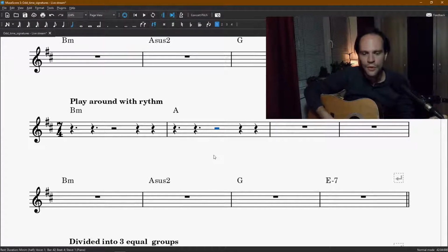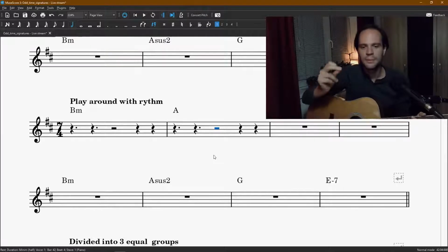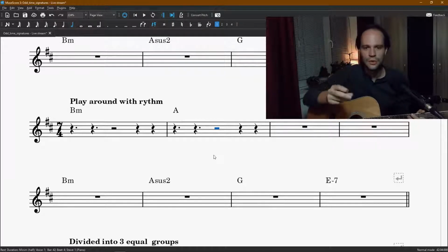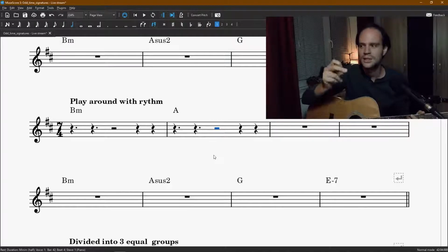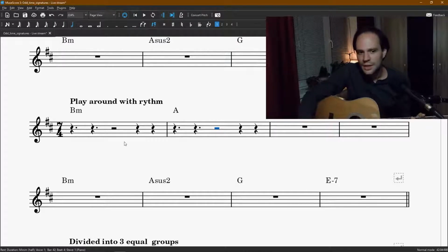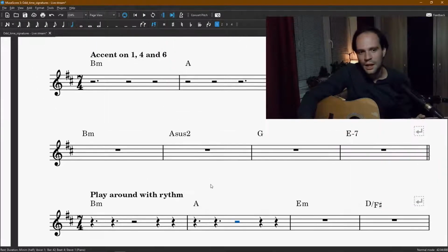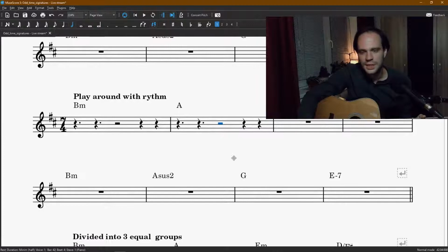1, 2, 3, 4, 5, 6, 7, 1, 2, 4, 5, 6, 7. So you see you have the bam, bam, bam, da, da, ba, ba, ba. 1, 2, 3, 4, 5, 6, 7, 1, 2, 3, 4, 5, 6, 7. So you see now I'm already a bit more creative than the example above, huh? So this already starts to feel like, yeah.